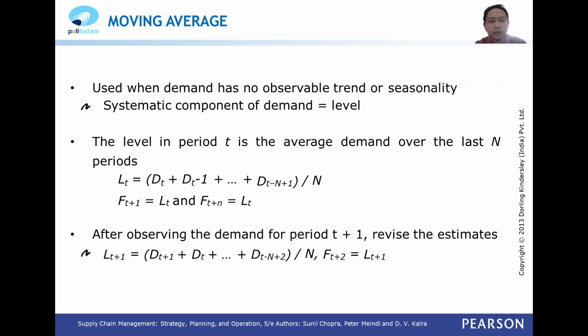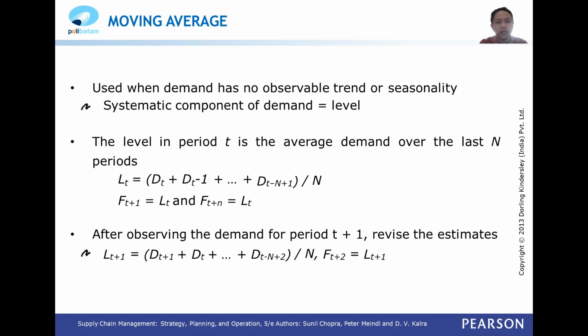The first method is moving average. This method is used when the historical demand data has no trend or no seasonality, so we can formulate that the systematic component of the demand is equal to the level. In this moving average method, the level in time period T is estimated by calculating the average demand for the most recent n periods. So it represents a moving average for n periods, which can be formulated as follows.